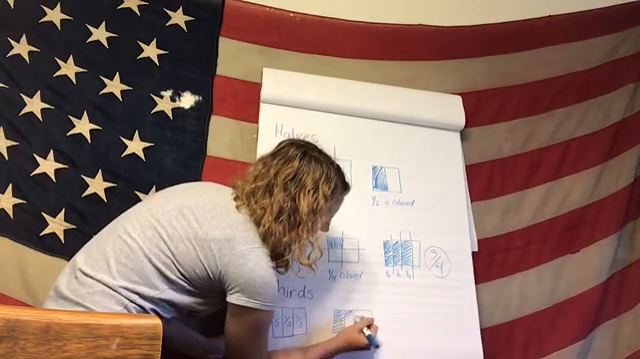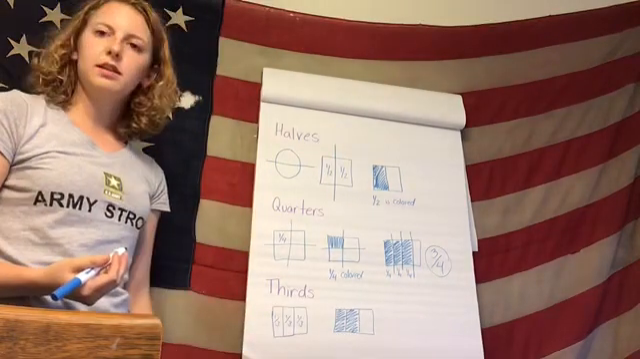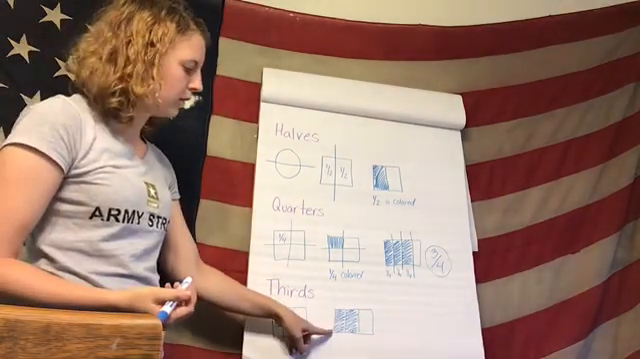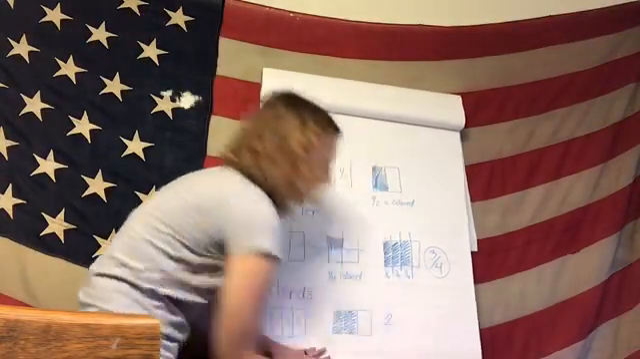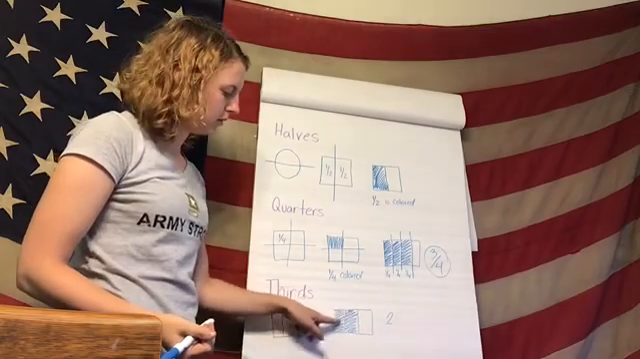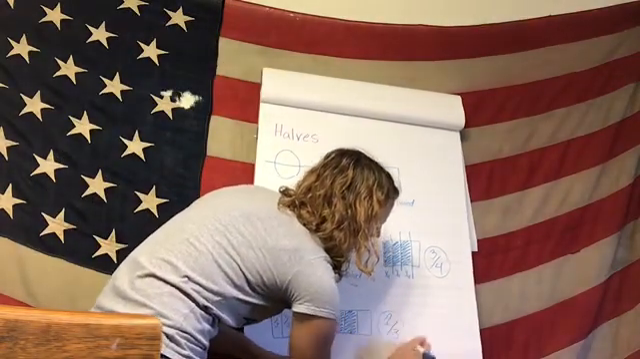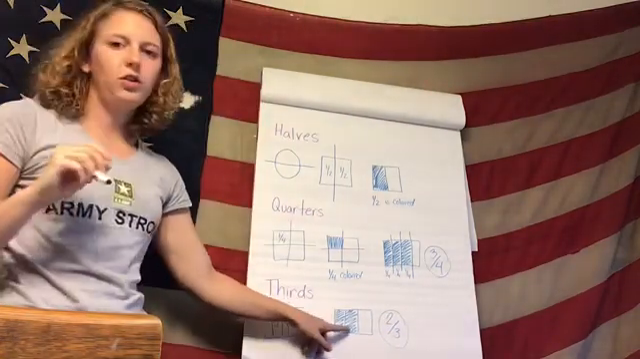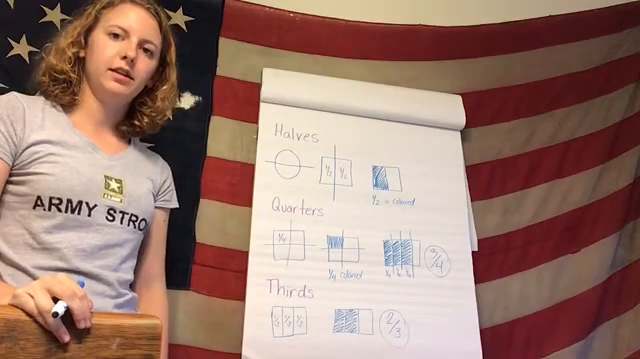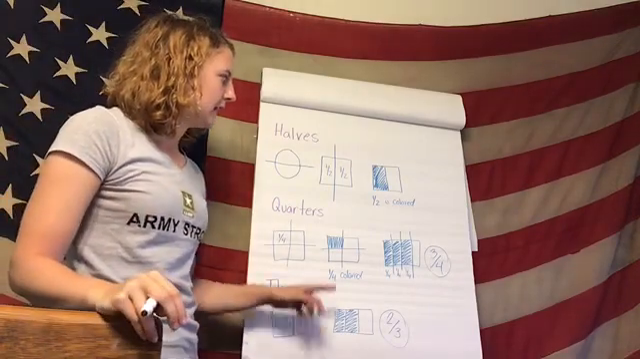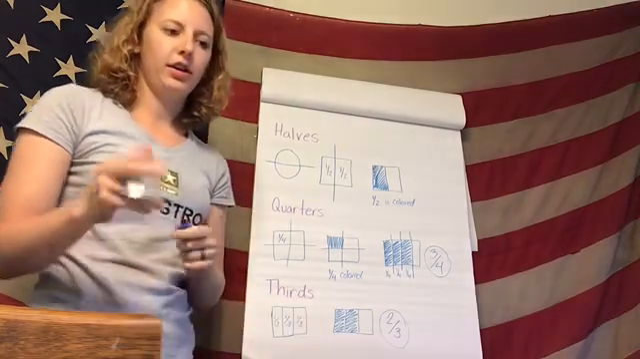and I have this much colored in, how many parts are colored in? 1, 2, out of how many parts? 1, 2, 3 in all. So this is 2/3, because 2 parts out of all 3 are colored in. So, and this is going over our halves, quarters, and thirds.